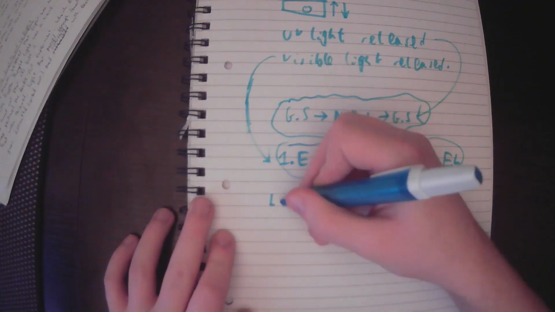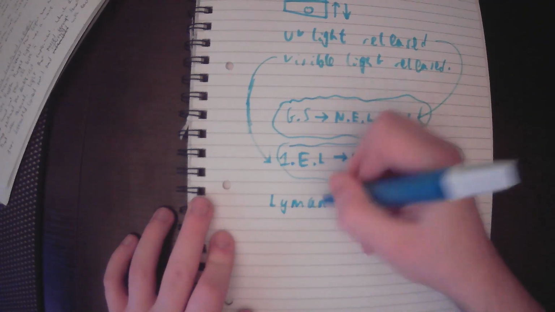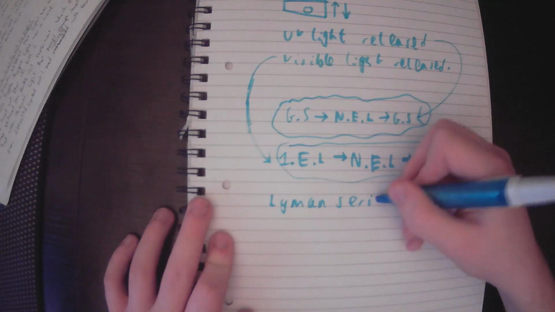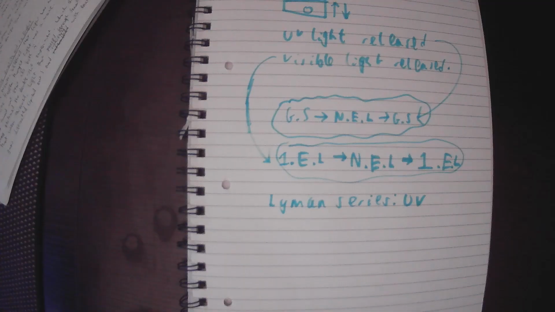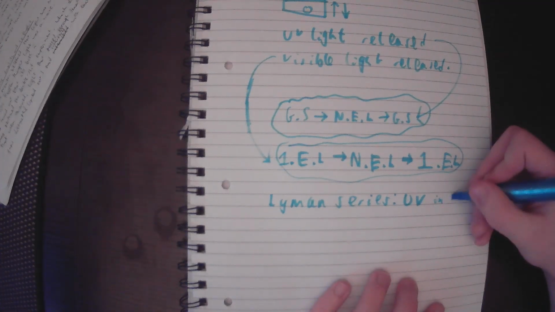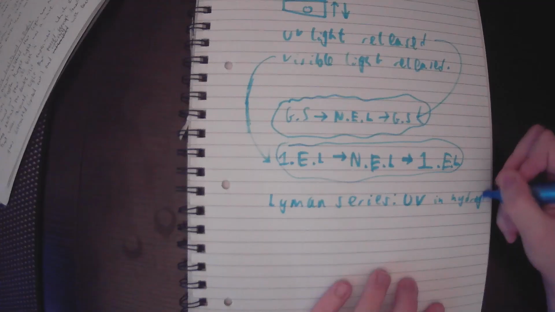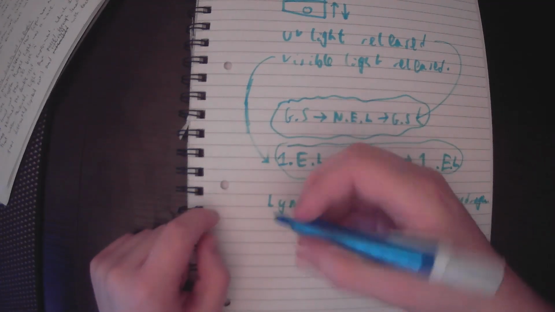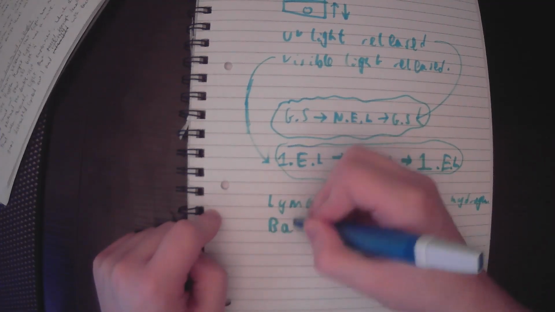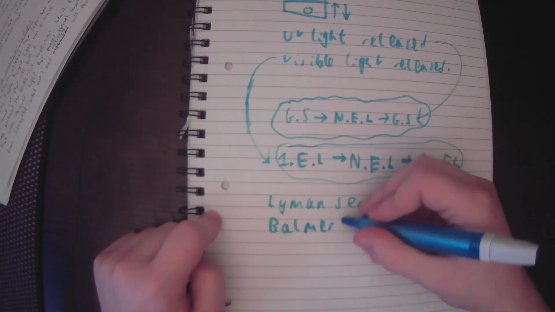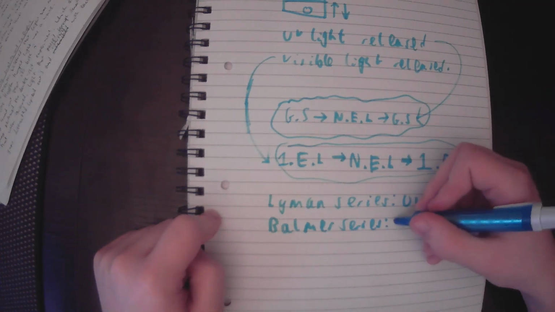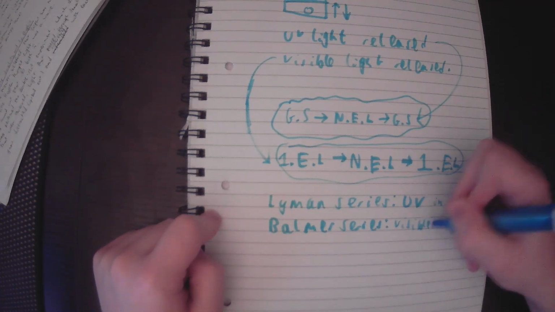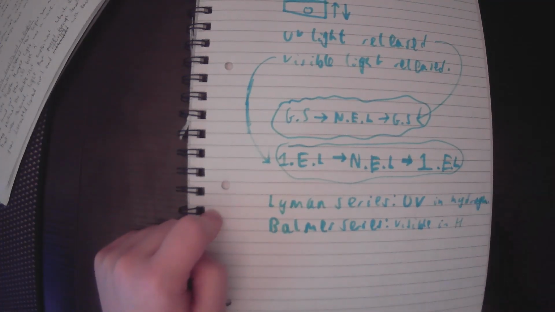And in the case of hydrogen, when ultraviolet is released, we call it the Lyman series. The Lyman series is ultraviolet in hydrogen. For visible light in hydrogen, it is the Balmer series, or Balmer series, as my physics teacher says. So this is visible in hydrogen.